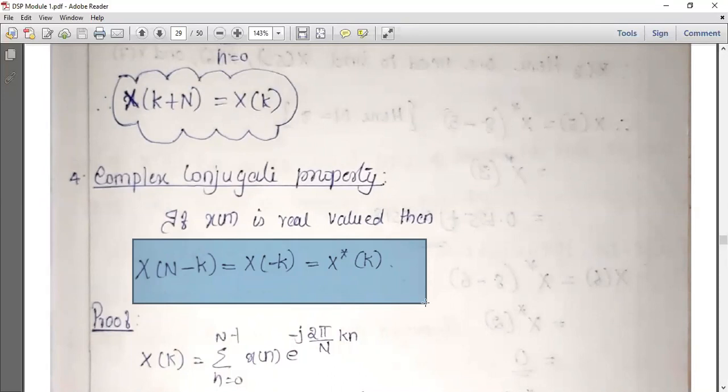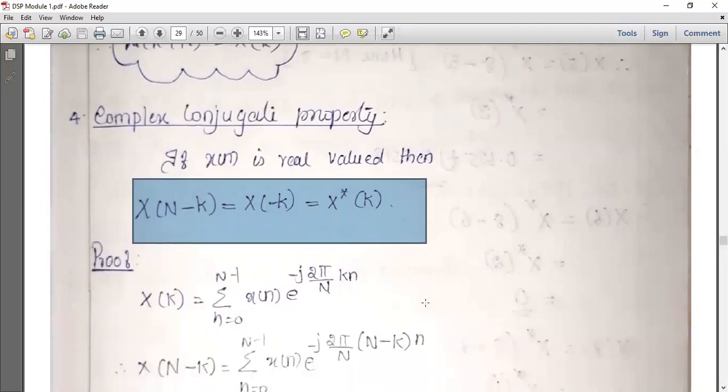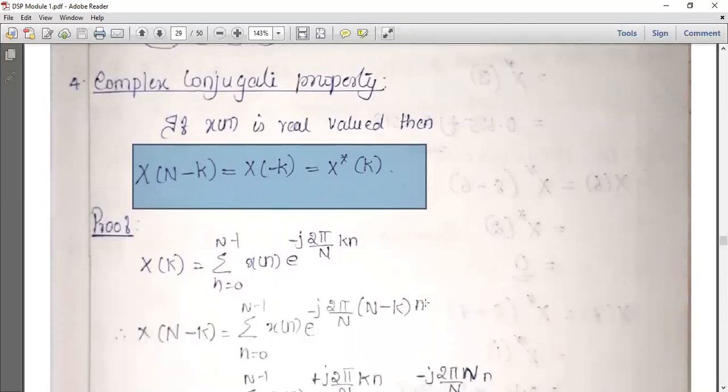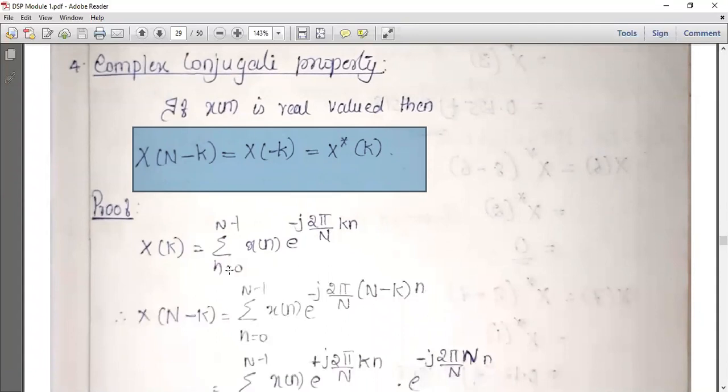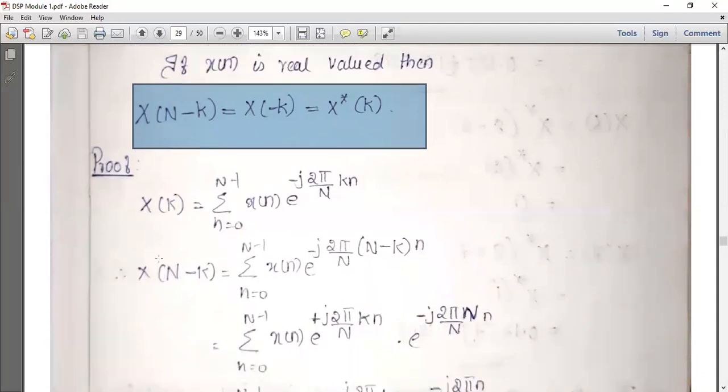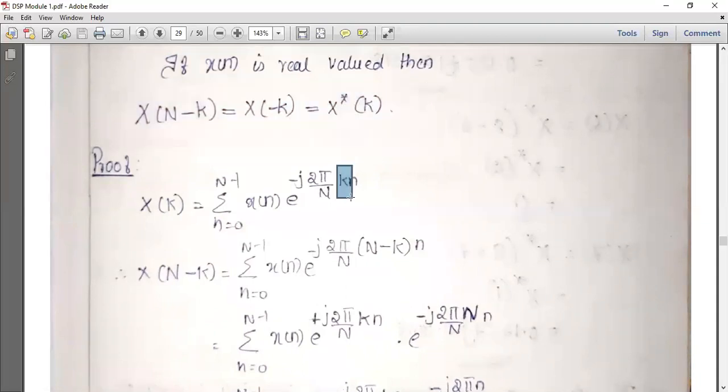Let us prove it the same way as the periodicity property. Then x of k is equal to the general equation, sigma n is equal to 0 to N minus 1 x of n e raised to minus j 2 pi by N into k. Now instead of k we are replacing k with N minus k. Then we have the equation x of N minus k, which is equal to sigma n equal to 0 to N minus 1 x of n e raised to minus j 2 pi by N into, instead of k, N minus k, into n.